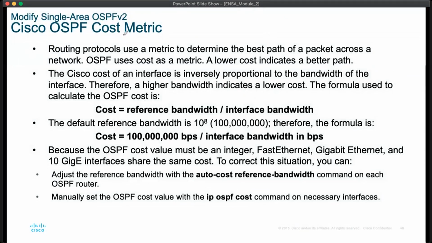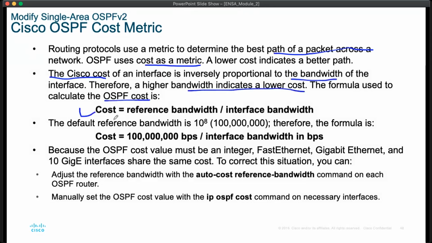All right, so modify single area OSPFv2. Cisco OSPF cost metric. Routing protocols use a metric to determine the best path of a packet across a network. OSPF uses cost as a metric. A lower cost indicates a better path. The Cisco cost of an interface is inversely proportional to the bandwidth of the interface. Therefore, a higher bandwidth indicates a lower cost. The formula used to calculate the OSPF cost is like this.